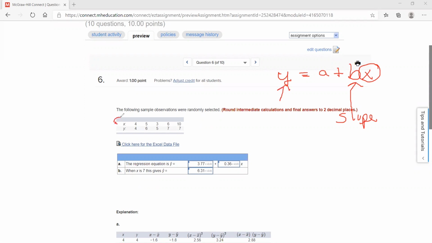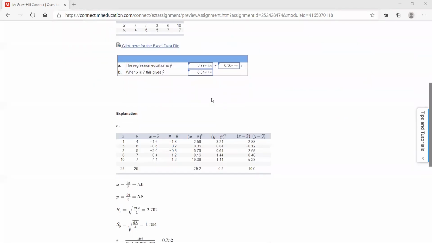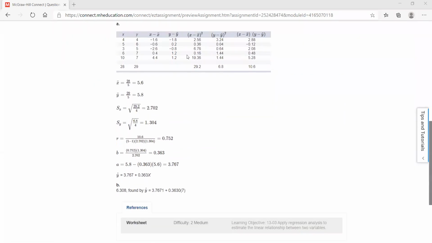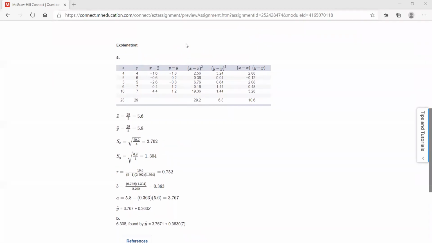Now I already give you x and y. And of course, here's the equation and so forth, but down below I'm going to show you what you're going to plug in. As you can see, you're going to have to set up the same table like you've been doing. You'll do your x column and your y column. You take your differences, you square both of them, then you multiply.